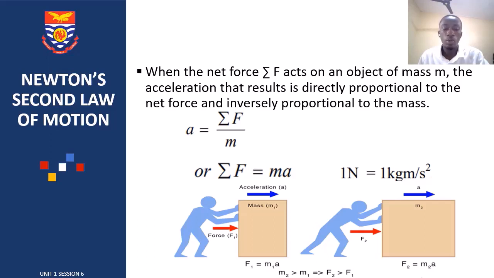And mathematically, we write it as a equals the summation of the net forces over m, where m is our mass, a is our acceleration, and F is our force. We can also represent it by the summation of the force equals ma, and its unit is either newtons or kilogram meter per second squared. So let's do a relation here. In case we have a mass m1 and a mass m2 where m2 is greater than m1, it means that we need more force on m2 than m1 to get the same constant acceleration.